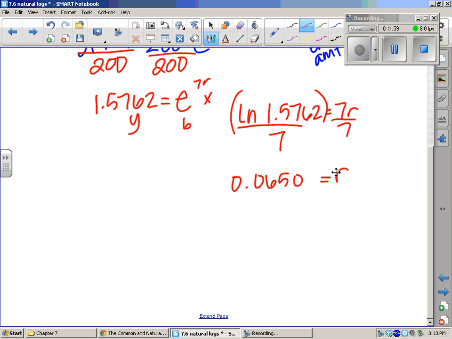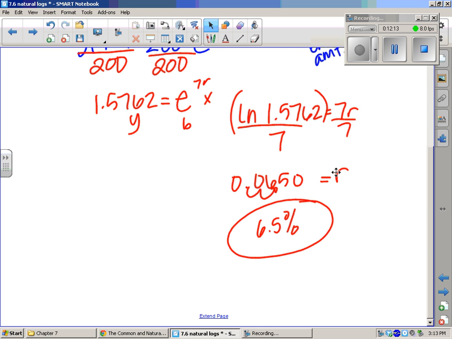All right. Now, what does that mean? That is a decimal, but we need to turn it into a percent for the rate. So move your decimal twice, and you end up with 6.5%. That's a pretty good percent. That is a high rate. Usually it's 1 or 2%. Yeah, I need to go to that bank.